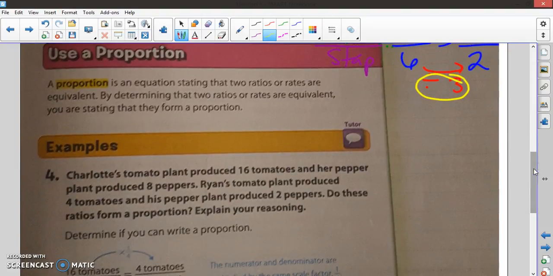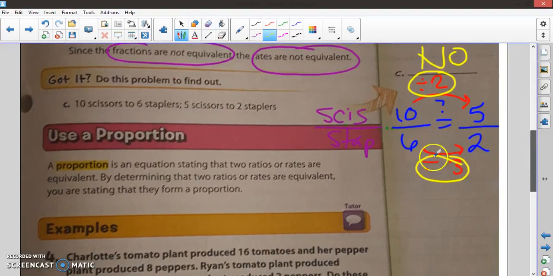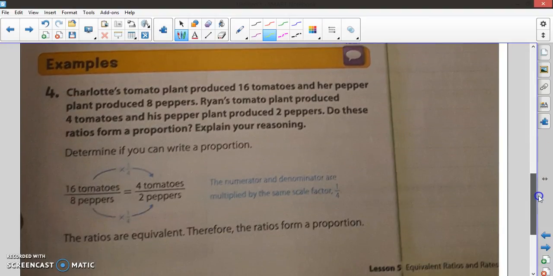Okay, so that leads us to our new vocabulary word, proportion. A proportion is an equation that states 2 ratios or rates are equal. By determining that the 2 ratios or rates are equivalent, you're saying that they form a proportion. So this is not a proportion because they're not equal. So let's see if we can find one that is.